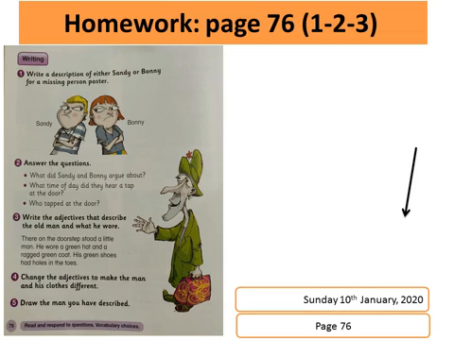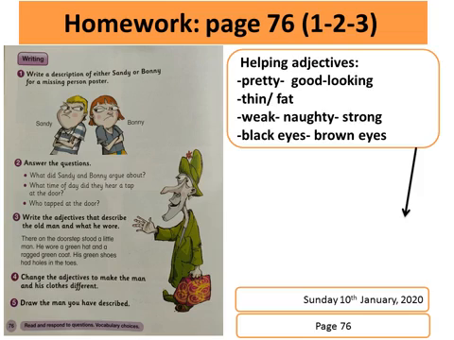Okay? Let's read the first question. Write a description of either Sandy or Bonnie. This means that you need to describe Sandy or Bonnie. While you are answering in your copybook, I want you to keep the screen on and look at these helping adjectives. You have pretty, which means the girl when she is beautiful. Good looking also means beautiful for the boy. We have thin, fat, weak, naughty, strong, black eyes, brown eyes.